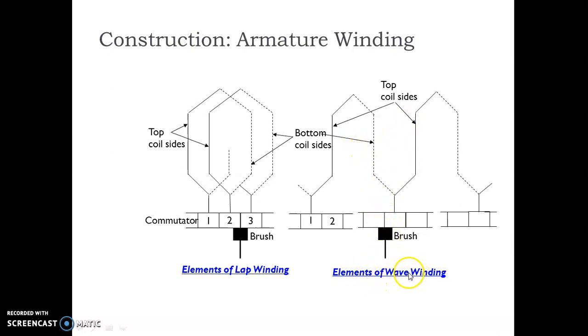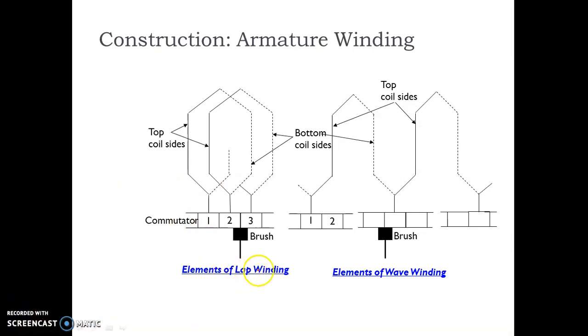This is called an element of wave winding, and this is called an element of lap winding. Basically there are two types of winding: one is called lap winding and another is called wave winding. So the fundamental difference is there.